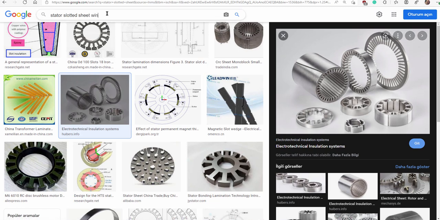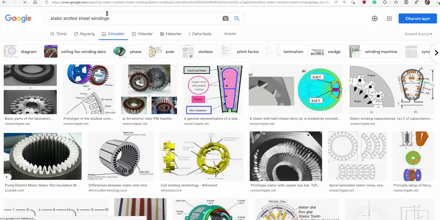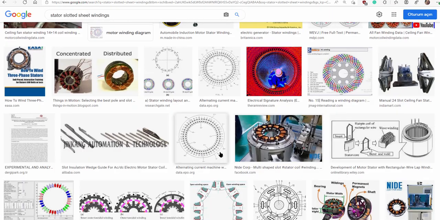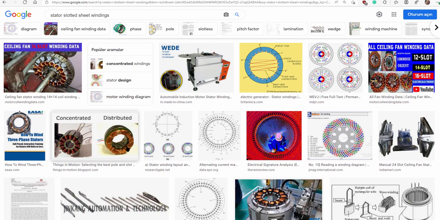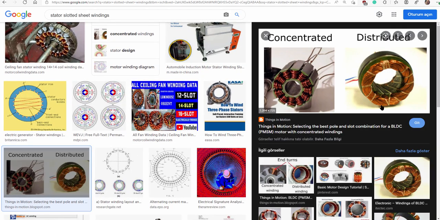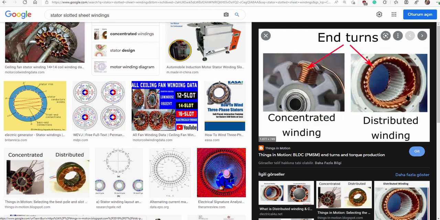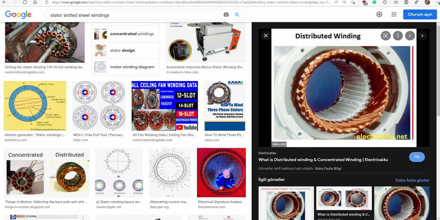Let me call windings. Perhaps here are some windings. Will be seen. Yes, there are, but it is not clear. Here's one. That is lap winding. That is lap winding you see on the right. Lap winding on the right one.